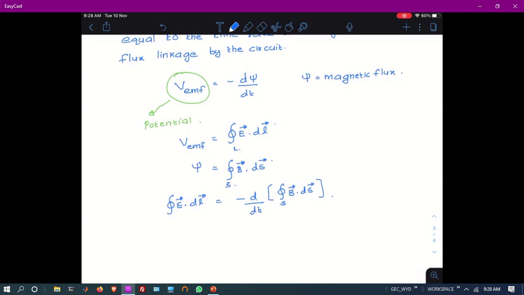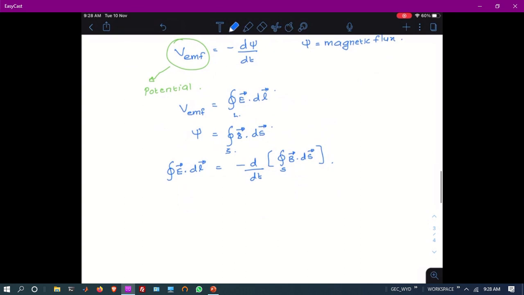Okay, which I can write as, so remember there is a VMF, we are not giving a minus sign because the EMF generated will be in the opposite direction, or the potential is in the opposite direction of the electric field. Okay, so there is no minus sign.